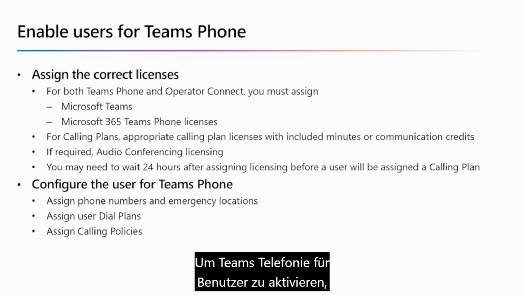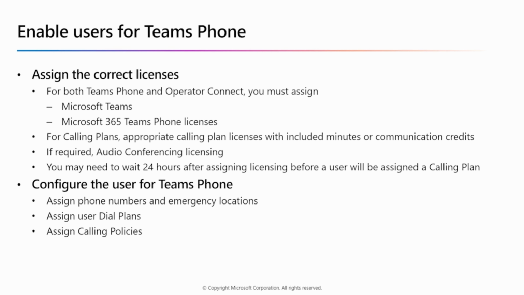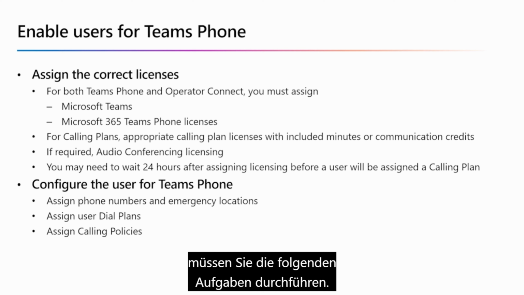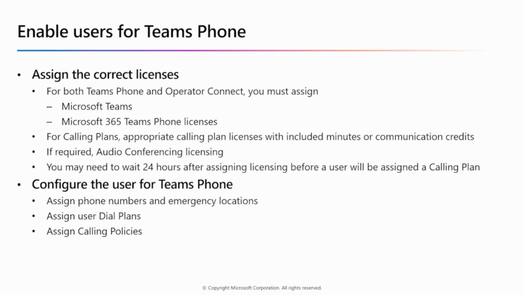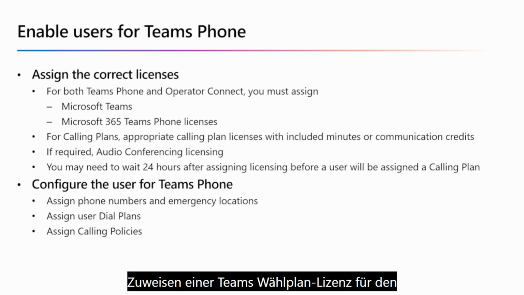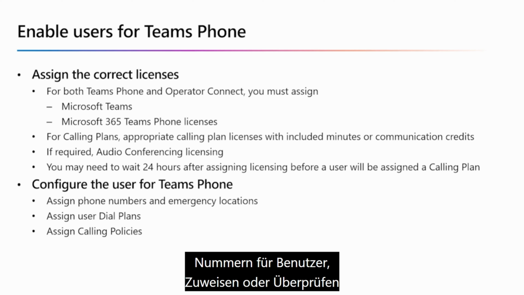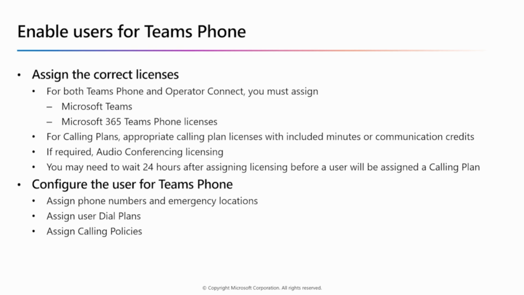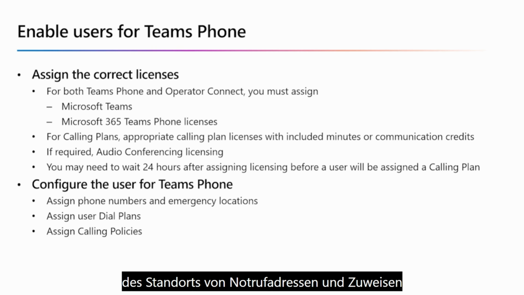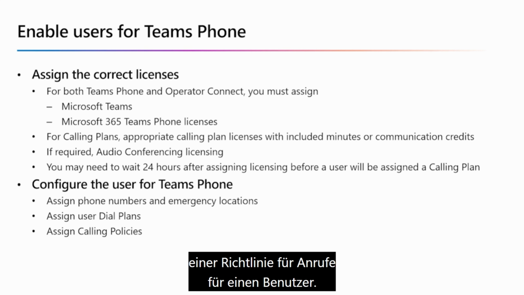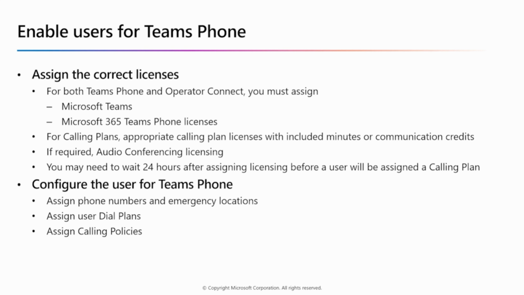To enable Teams Phone for users, we will need to perform the following tasks. Assign Teams Phone licensing. Assign a Teams domestic or international calling plan license. Assign user dial plans. Assign numbers to users. Assign a verified emergency address location. And assign a calling policy to a user.